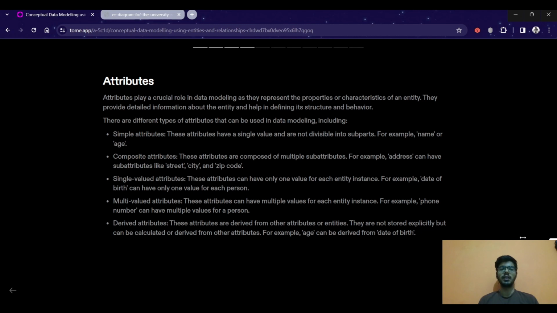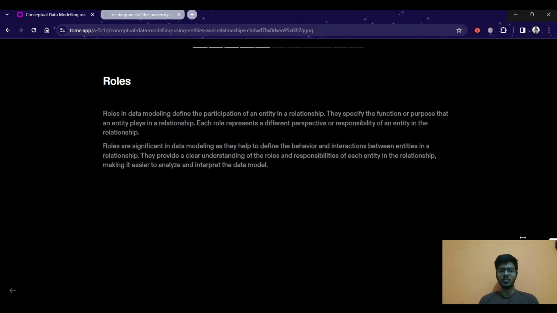Attributes. Attributes play a crucial role in data modeling as they represent the properties and characteristics of an entity. They provide detailed information about the entity and help in defining its structure and behavior. The different types of attributes that are used in data modeling include simple attributes, composite attributes, single-valued attributes, multi-valued attributes, and derived attributes.